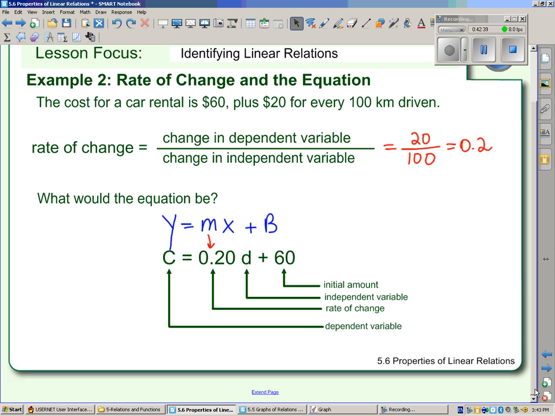Homework, your domain and range sheet, page 294, 295, 8 to 13, page 308, 309, 3 to 5, 7, 9, and 12.